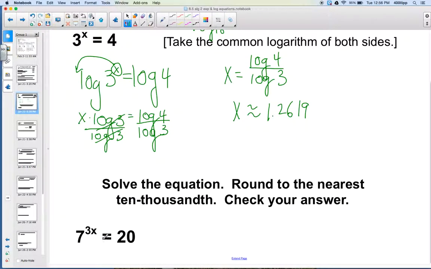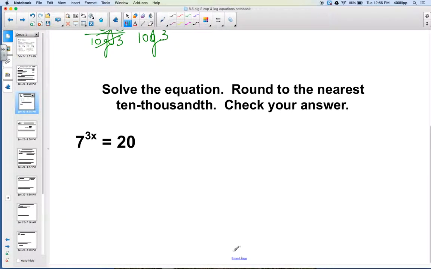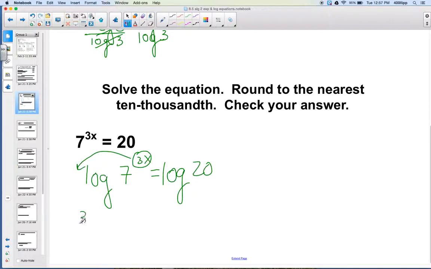Okay, trying another one here. We're going to do a similar thing where we're going to take both sides to the common log. We're going to take the common log of both sides. So log of 7 to the 3x is equal to log of 20. So again, using our power property, we'll bring this in front, and we'll get a 3x times log of 7 is equal to log of 20. And we are solving for x here, so we will divide both sides by 3 times log of 7.